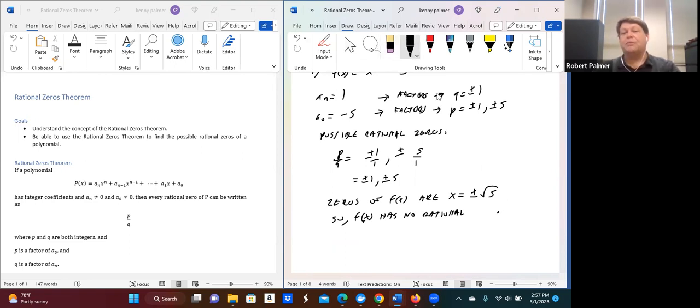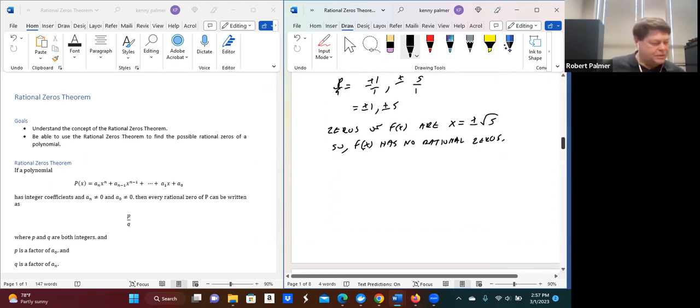All this theorem says is, if it has rational zeros, they would have to come from this list, plus or minus 1, plus or minus 5. In this case, this one has no rational zeros, which can happen. So that's one of the things I said. If the function has other zeros, the theorem doesn't account for that.